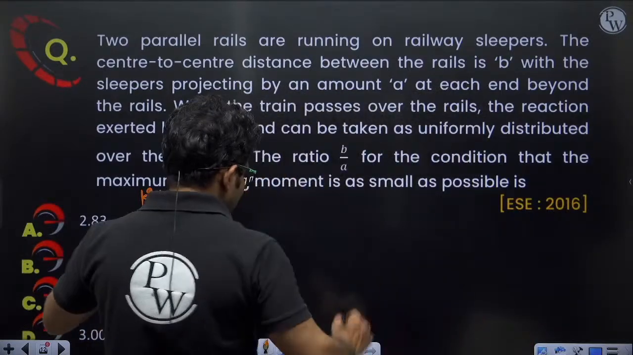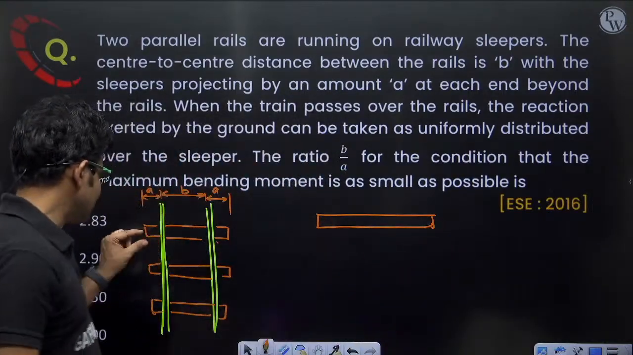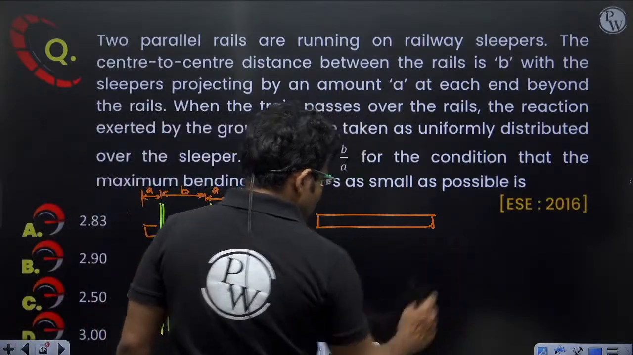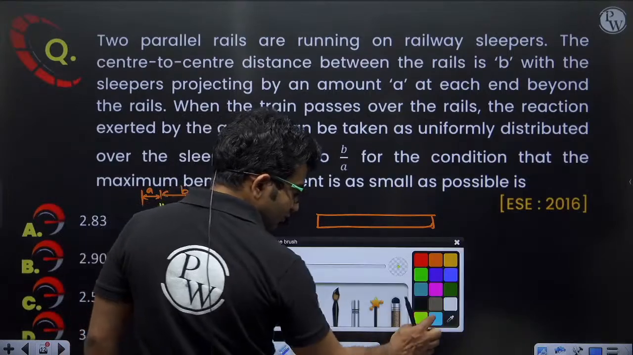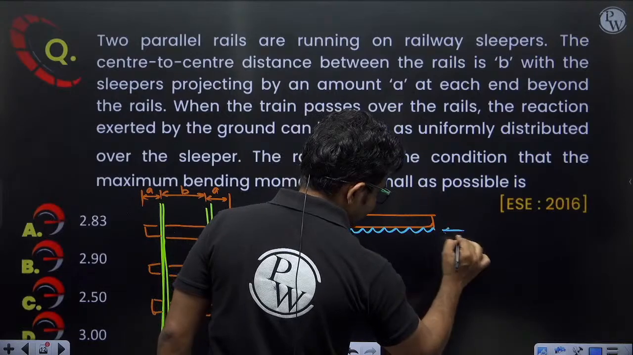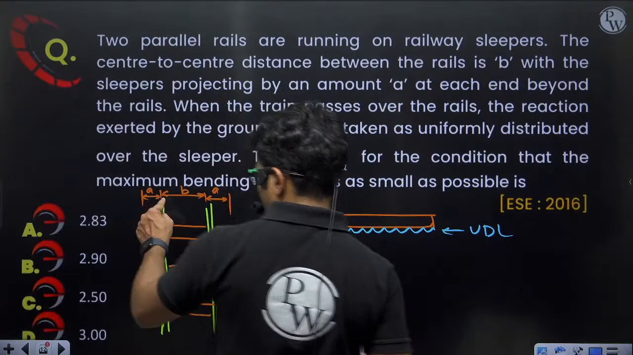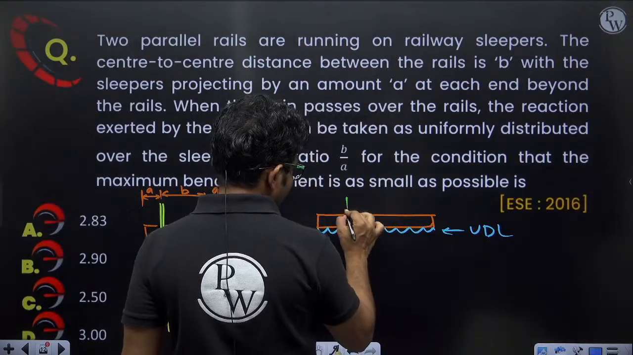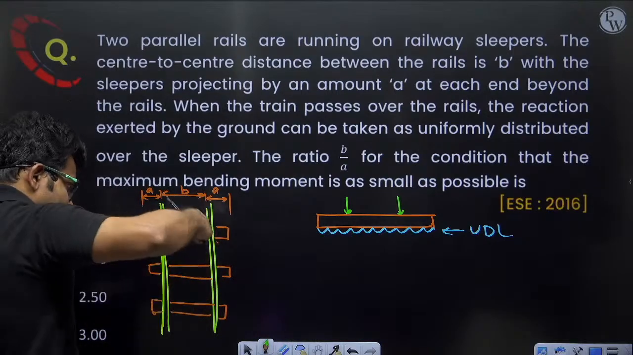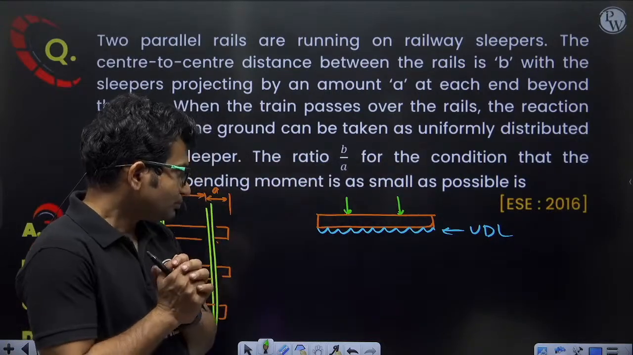So these are the sleepers, not rails, sorry. We are taking a sleeper, and the sleeper will be having a uniformly distributed load from the bottom. And on these sleepers, there will be a point load because of the rails.